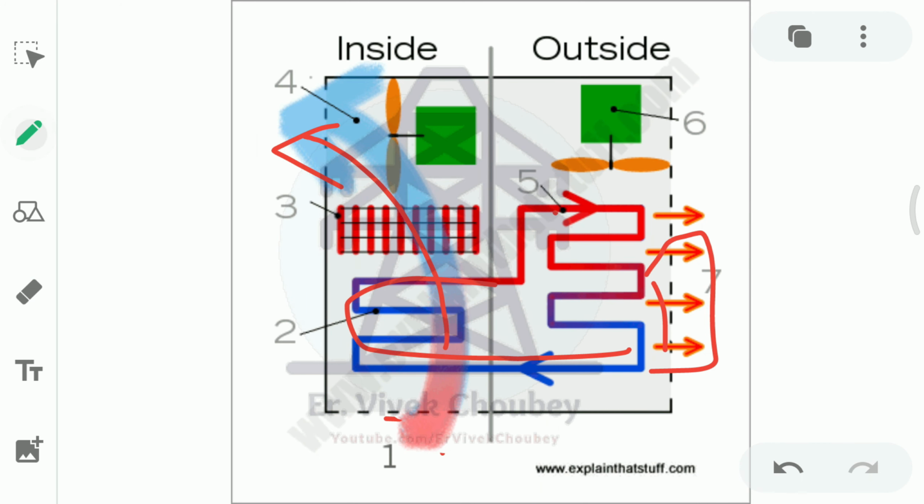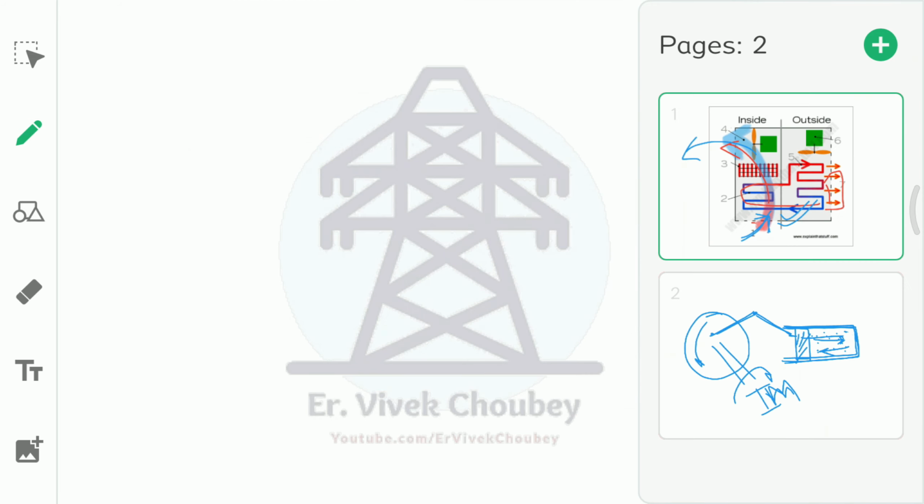You can see the hot air goes inside from here and it passes through these pipes. This is the refrigerant pipe that I was talking about, and once the hot air passes through these pipes, it is converted into cool air and is shot inside the room. So that's how an AC works. You can learn more about the working principle of an AC. I'll provide the link in the description down below.